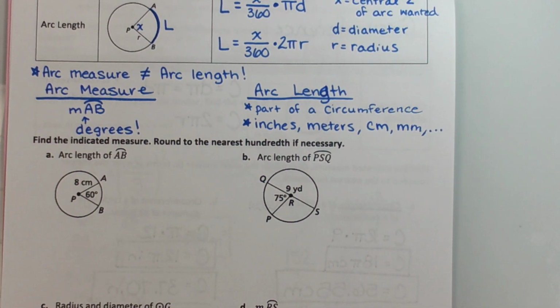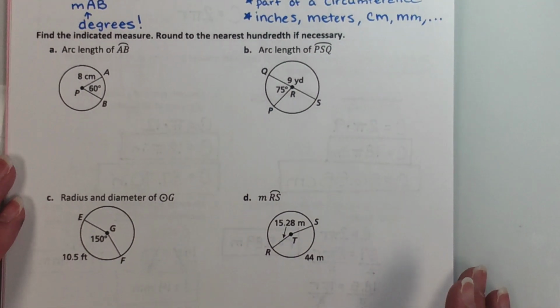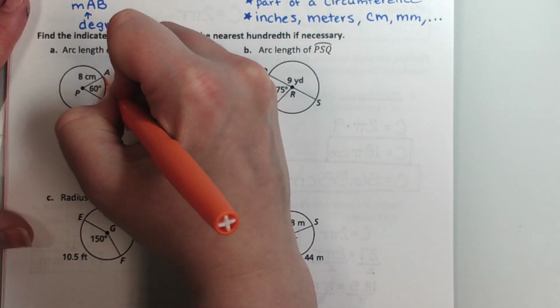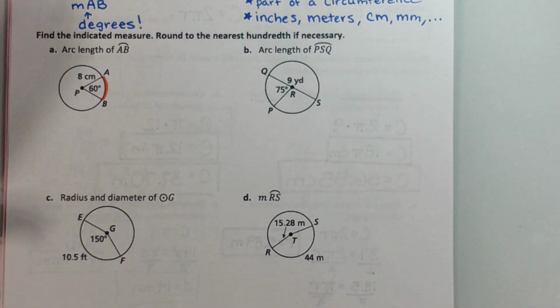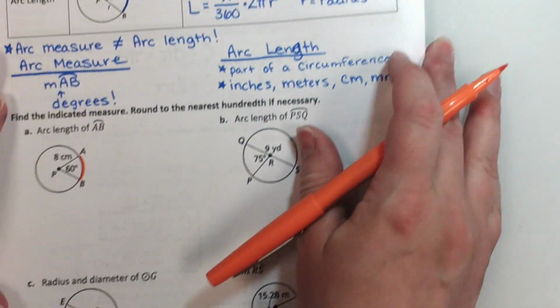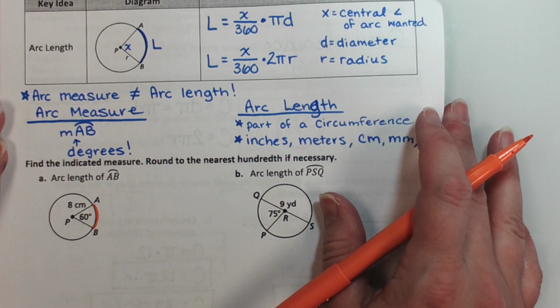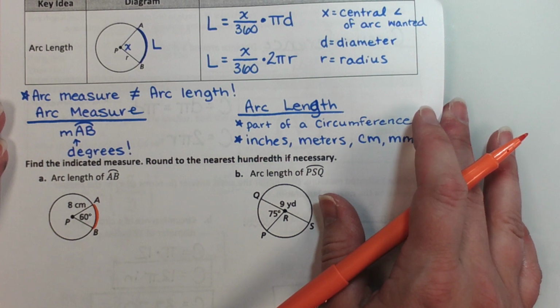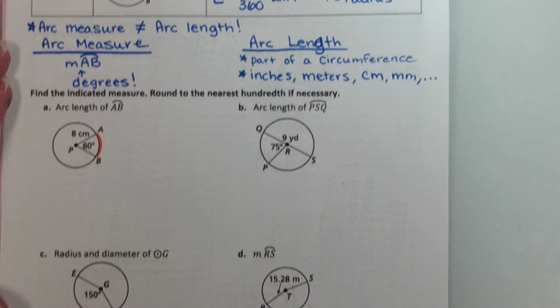So, find the indicated measure, round to the nearest hundredth if necessary. Arc length, very, very rarely will you get a nice exact answer, so generally we tend to round. I want to find the arc length, not the arc measure, the arc length of arc AB. Okay. Which formula makes more sense to use? The bottom one. You don't have a diameter, but you do have a radius. What's the radius? 8.